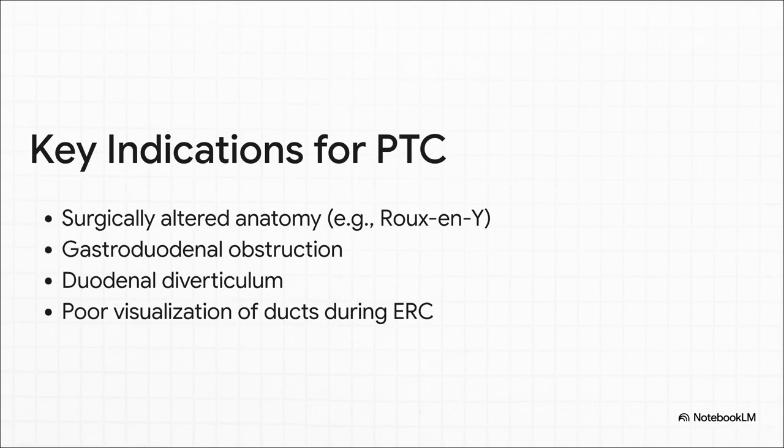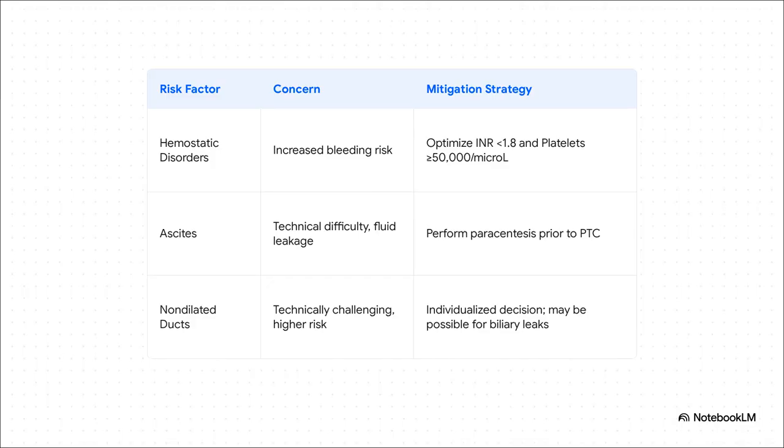So the big reasons for PTC almost always come down to access. Take a patient with a Roux-en-Y gastric bypass, for example. Their anatomy has been rerouted, making it pretty much impossible for an endoscope to get where it needs to go. Same deal with a tumor blocking the way. And then you have conditions like primary sclerosing cholangitis, where the biliary tree is full of tight spots and strictures. An ERC might not give you the full picture, but a PTC can give us a much better view and a way to intervene.